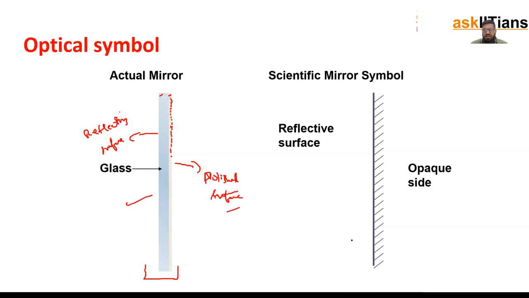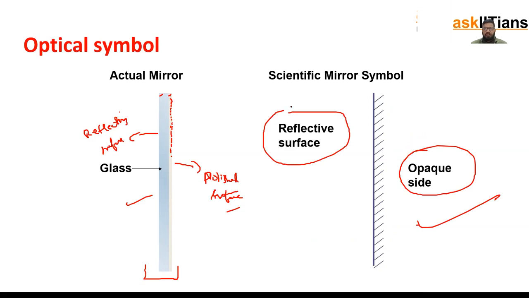But as far as we are concerned in optics, we will show it like this. The dashes you see on the back side of the mirror show the polished surface or the opaque side. Do you remember what an opaque side is? You can relate it to opaque objects we saw in the last lecture. Opaque objects are those which do not allow light to pass. So the polished side is a kind of opaque side. This front side is the reflecting surface from which reflection will take place. So this is the scientific symbol of a mirror, and this is the actual mirror. In optics, you will show the mirror like this.